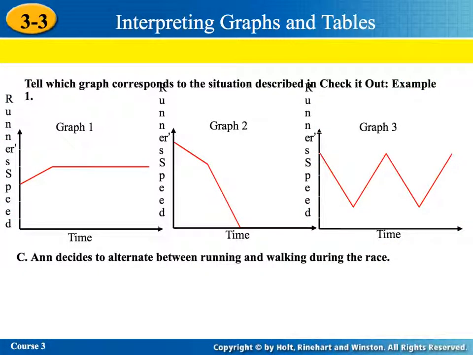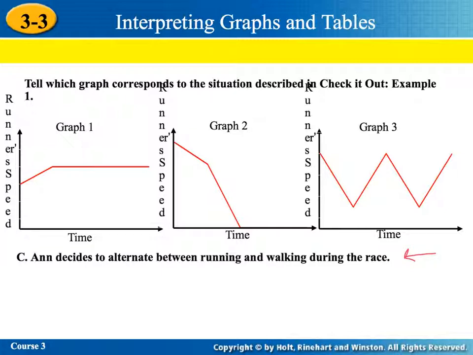Okay. Now we're on to Anne. Anne decides to alternate between running and walking during the race. So again, write this down. You should already have the graphs, but write that down and tell me which one makes the most sense for this. All right? Now that you've told me, why? Tell me why.